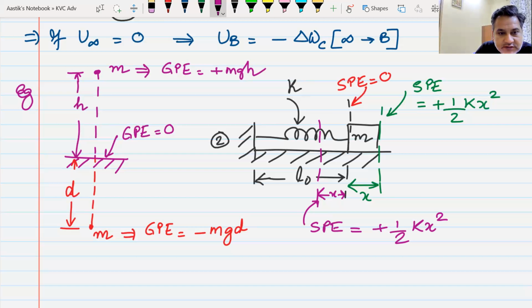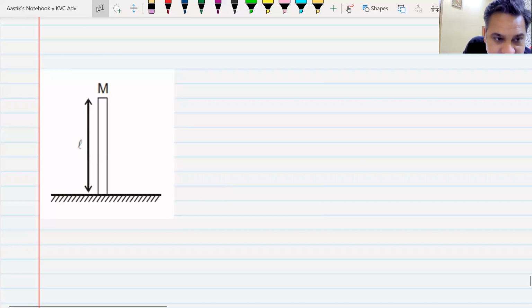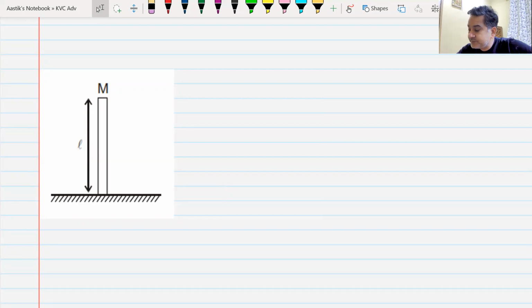So we have understood the concept of potential energy. Now remember, potential energy is only associated with conservative forces. Now you might encounter certain cases, for example, this one. Note it down as an example. What is the potential energy of this rod?